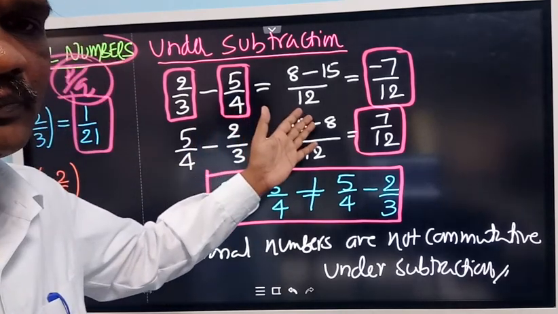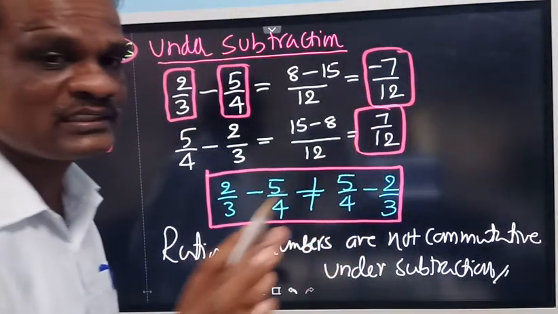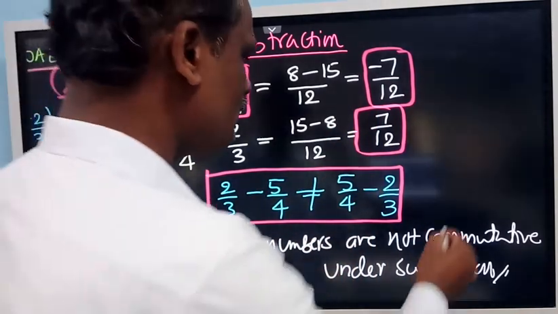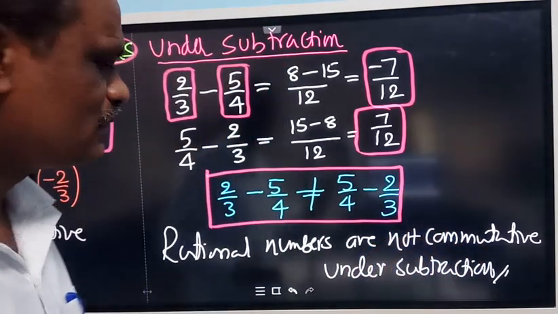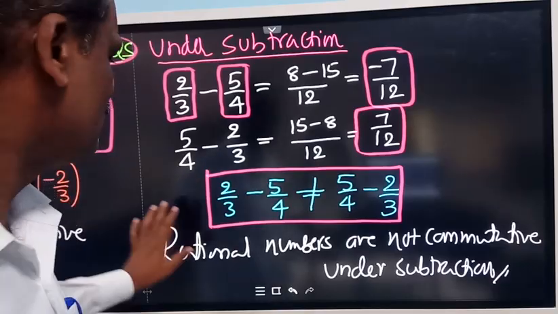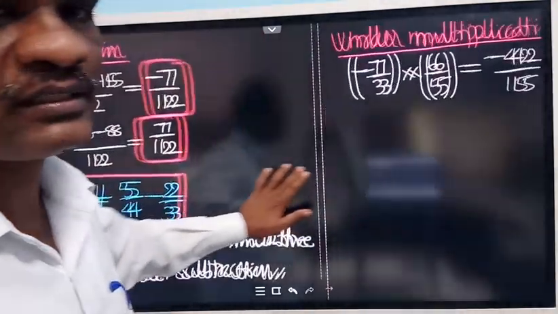You cannot interchange and subtract, so you are not getting the same answer. Minus 7 by 12 is different from plus 7 by 12. They are not equal. So therefore, it is not commutative under subtraction. So now subtraction is over. Let's go to the next operation, that is multiplication.